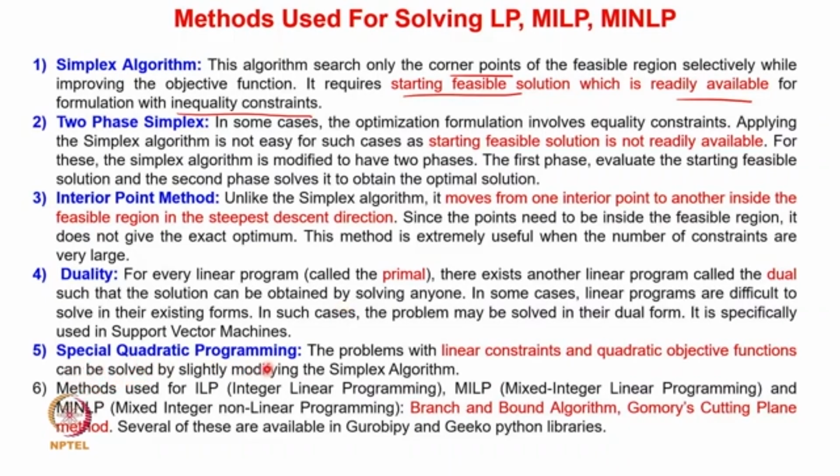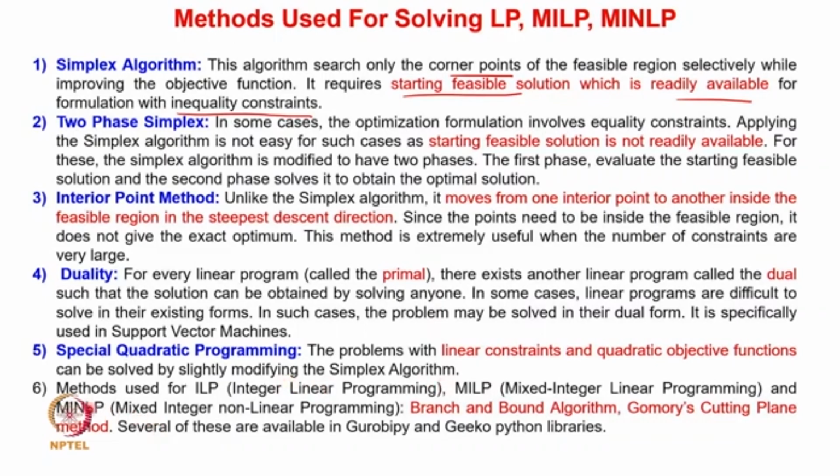And the last one is the special quadratic programming. Very often our objective function is quadratic and the constraints are linear. In that case, even though the problem formulation is non-linear, the same simplex algorithm can be used for solving such quadratic programming problems by adding some additional constraints. So that is called special quadratic programming. This is the modified form of the simplex algorithm.